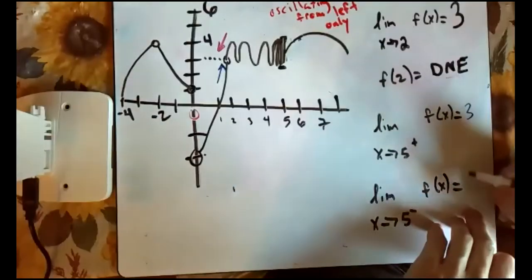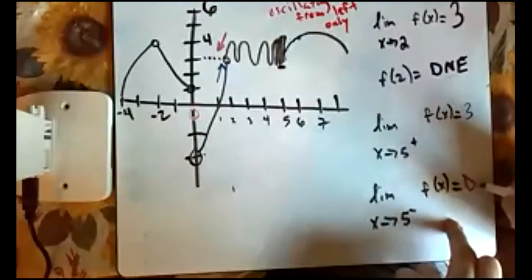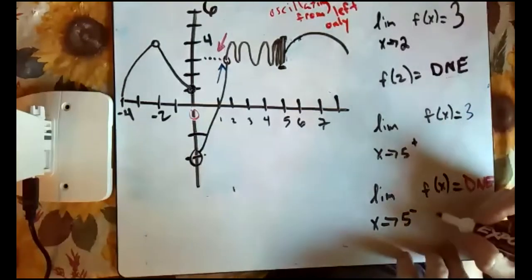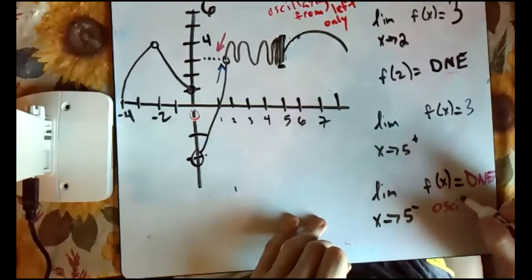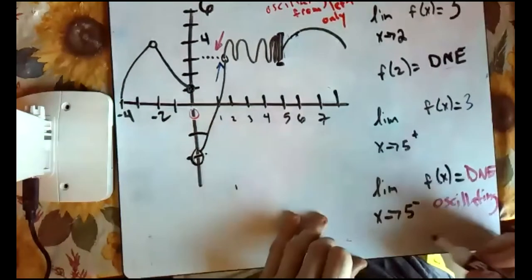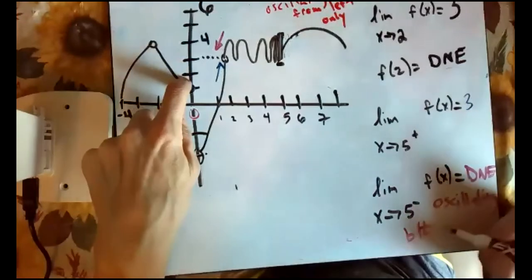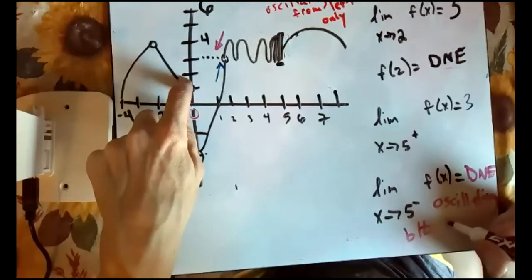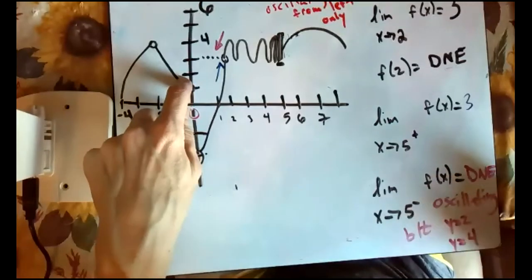So for this one, as x approaches 5 from the left, it's not going to exist because it's oscillating between 4 and 2. Y equals 2 and y equals 4.